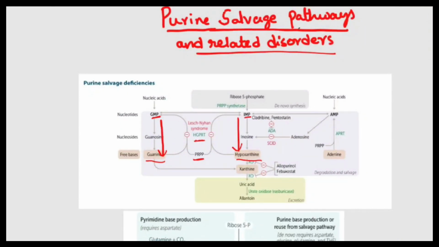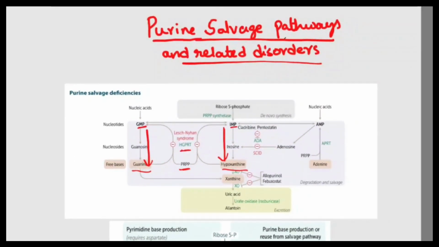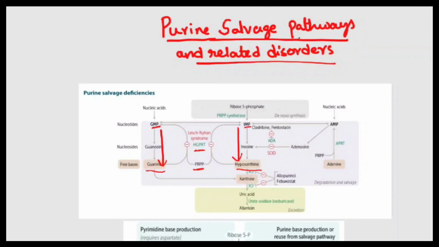Some of the hypoxanthine is converted to xanthine, then to uric acid, and is excreted out with the urine. Here hypoxanthine to xanthine and xanthine to uric acid is converted with the help of an enzyme called xanthine oxidase. So this xanthine oxidase converts the free bases to uric acid, which gets excreted, and some of the free bases are converted back to nucleotides. So it's like a continuous recycling process.